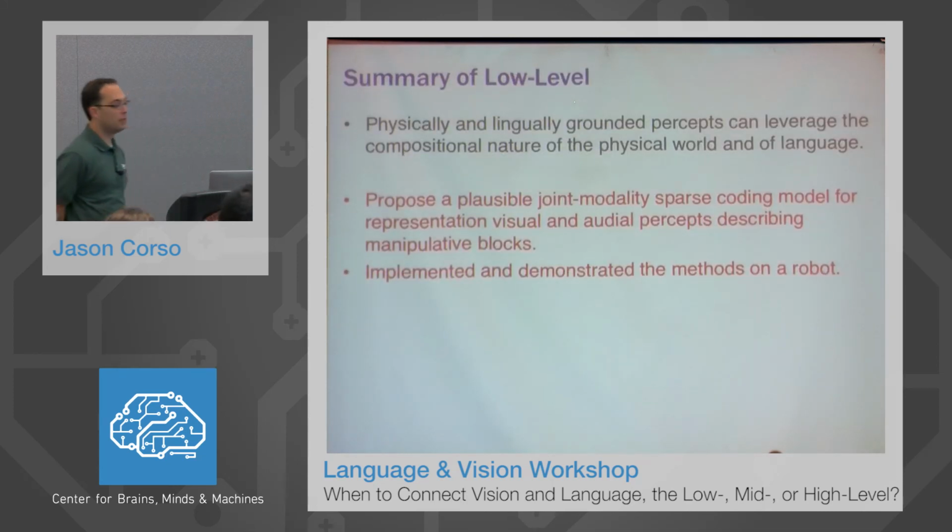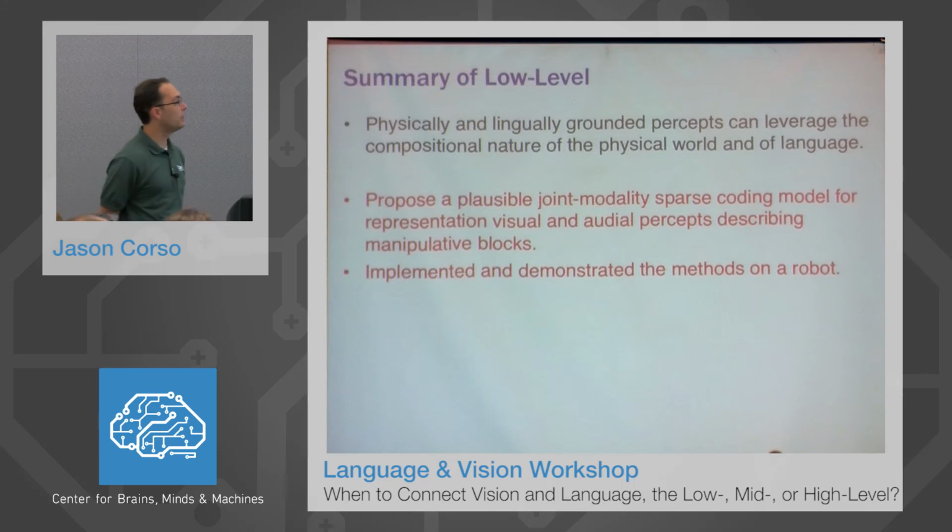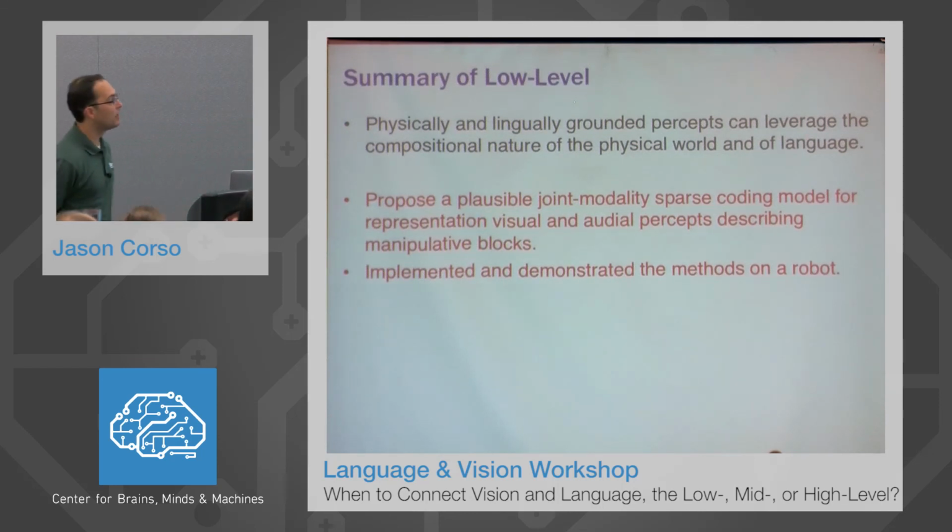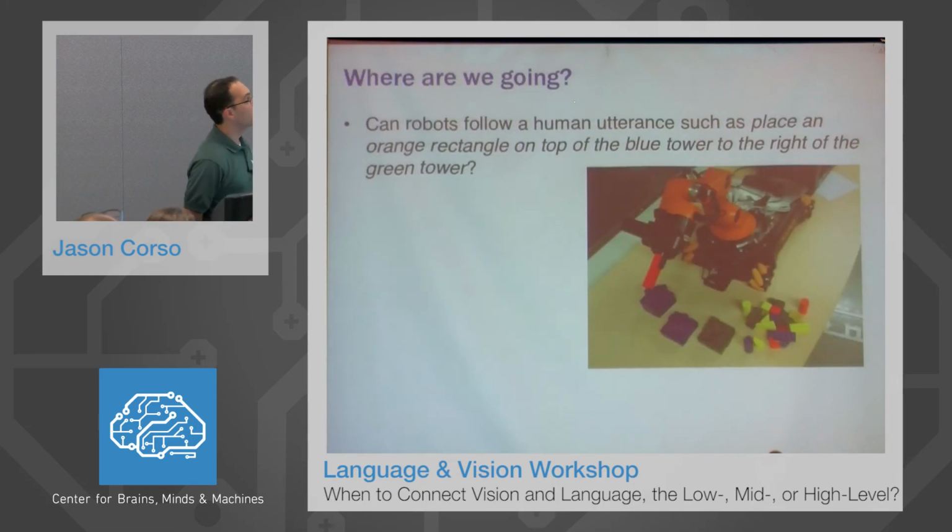So, a summary of the low-level work. We have a physically and lingually grounded set of percepts that can leverage the compositional nature of the physical world and of language. And we think this is a plausible linked modality representation using sparse coding, that will let us realize systems like the following.